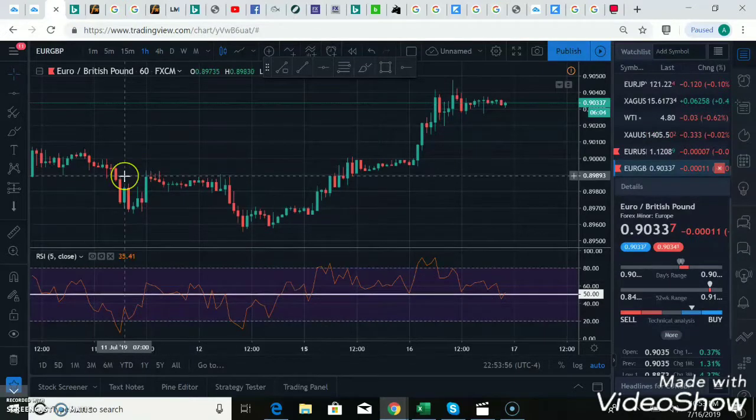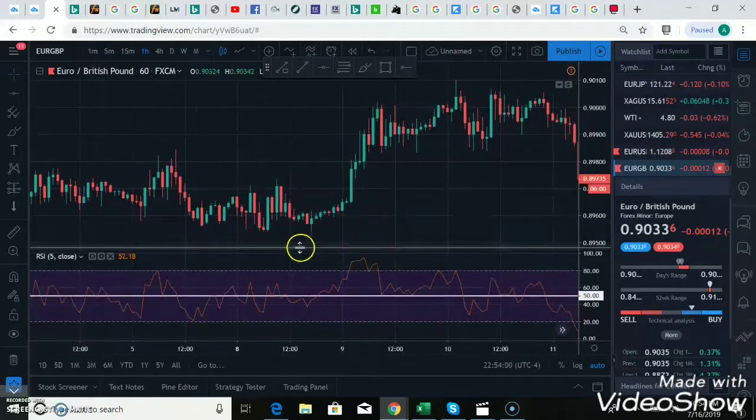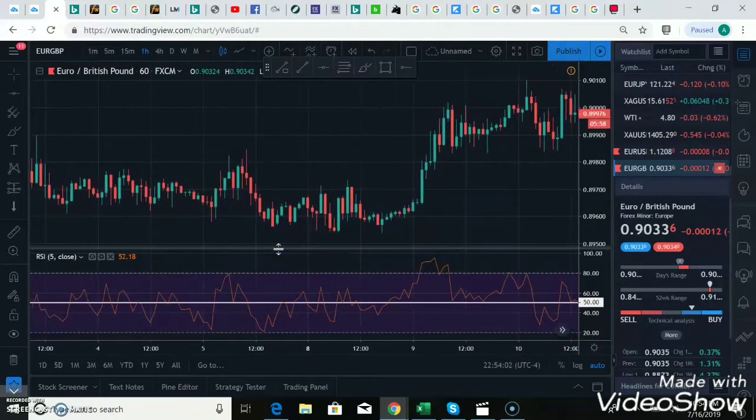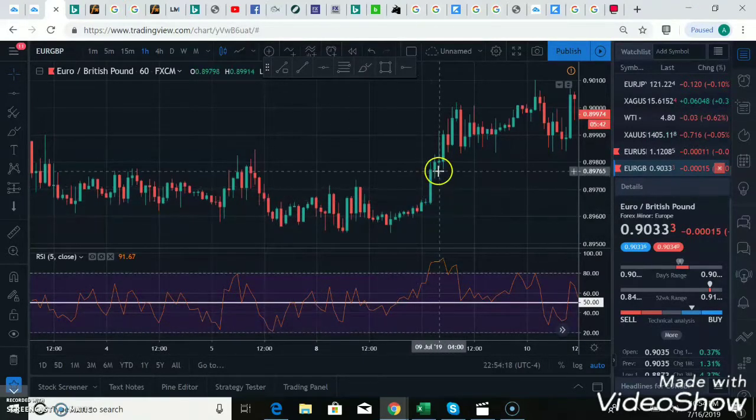So let me go backwards. Let's see if I could catch something. Perfect. Let's see if I could catch the RSI. This RSI right here, it hit 20, and it said that it should be going up. Let's see. Eventually, it went up. It went up slowly. You see?